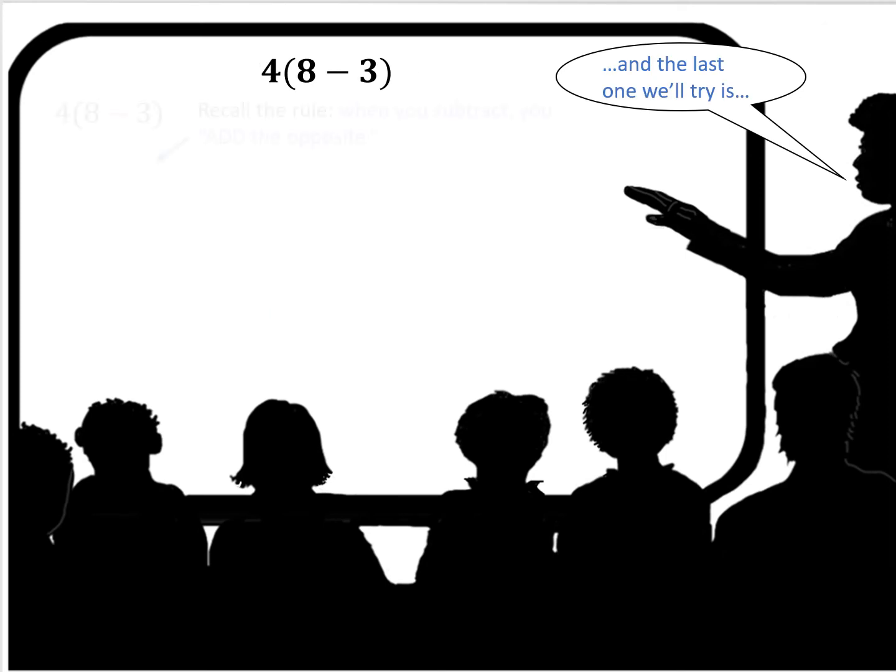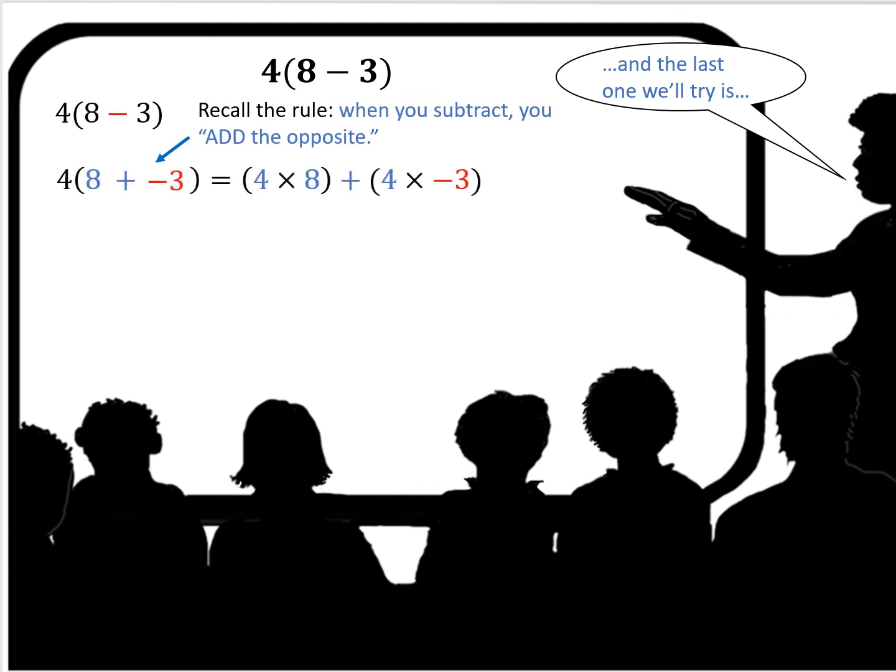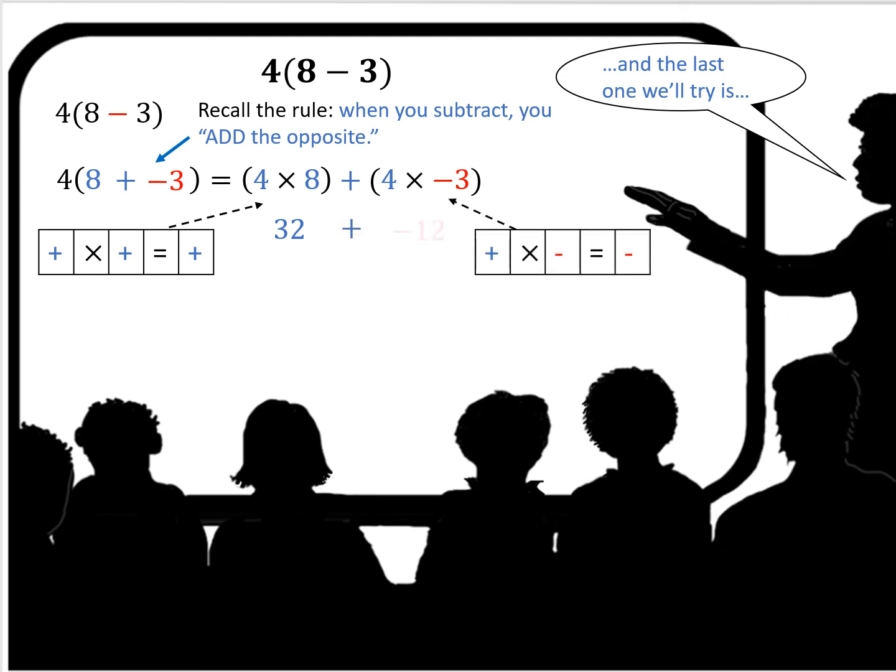And the last one we'll try is 4 times 8 minus 3. Again, recall the rule that when you subtract, you add the opposite. So we have 4 times 8 plus negative 3. We use the distributive property again. A positive times a positive is a positive. We get 32. A positive times a negative is a negative, so we'll get negative 12.